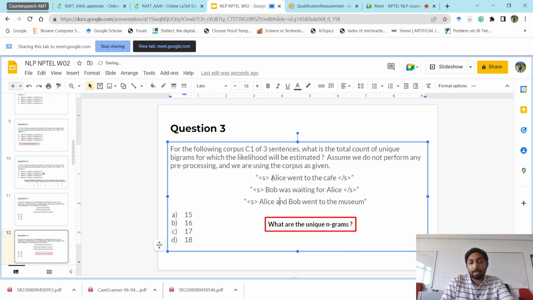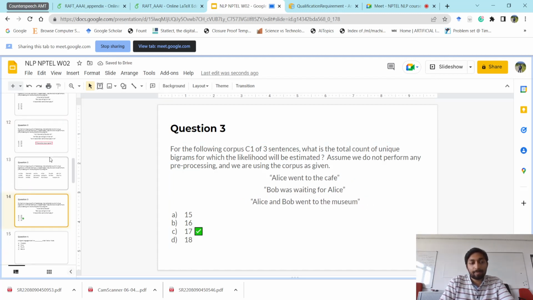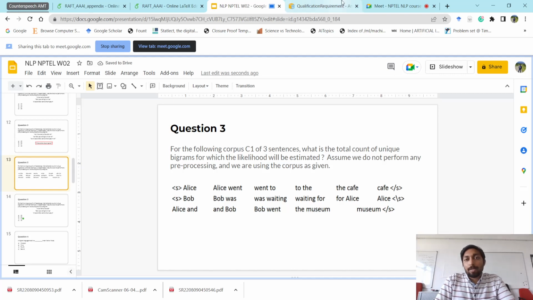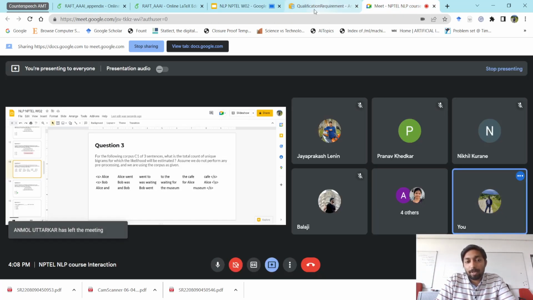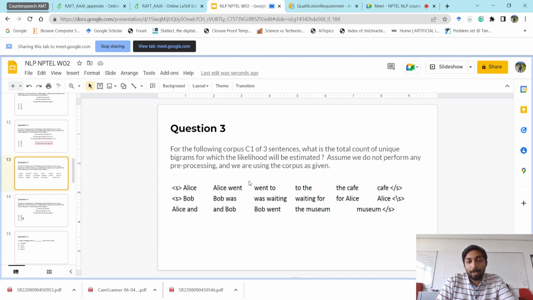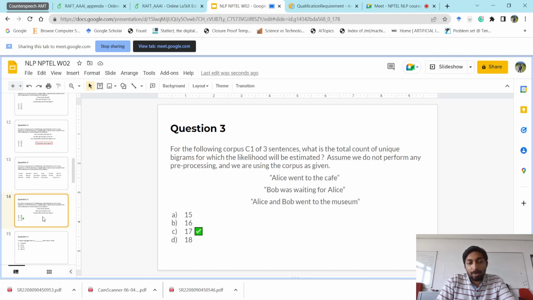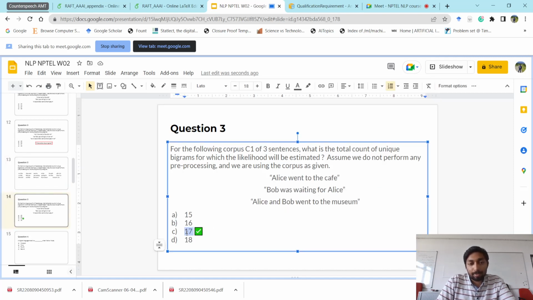So always remember this, that you have to add the starting and ending token to get the correct answer. Okay, so now how many are there? These are the total unique bigrams. So there are in total 17. So that would be the answer.